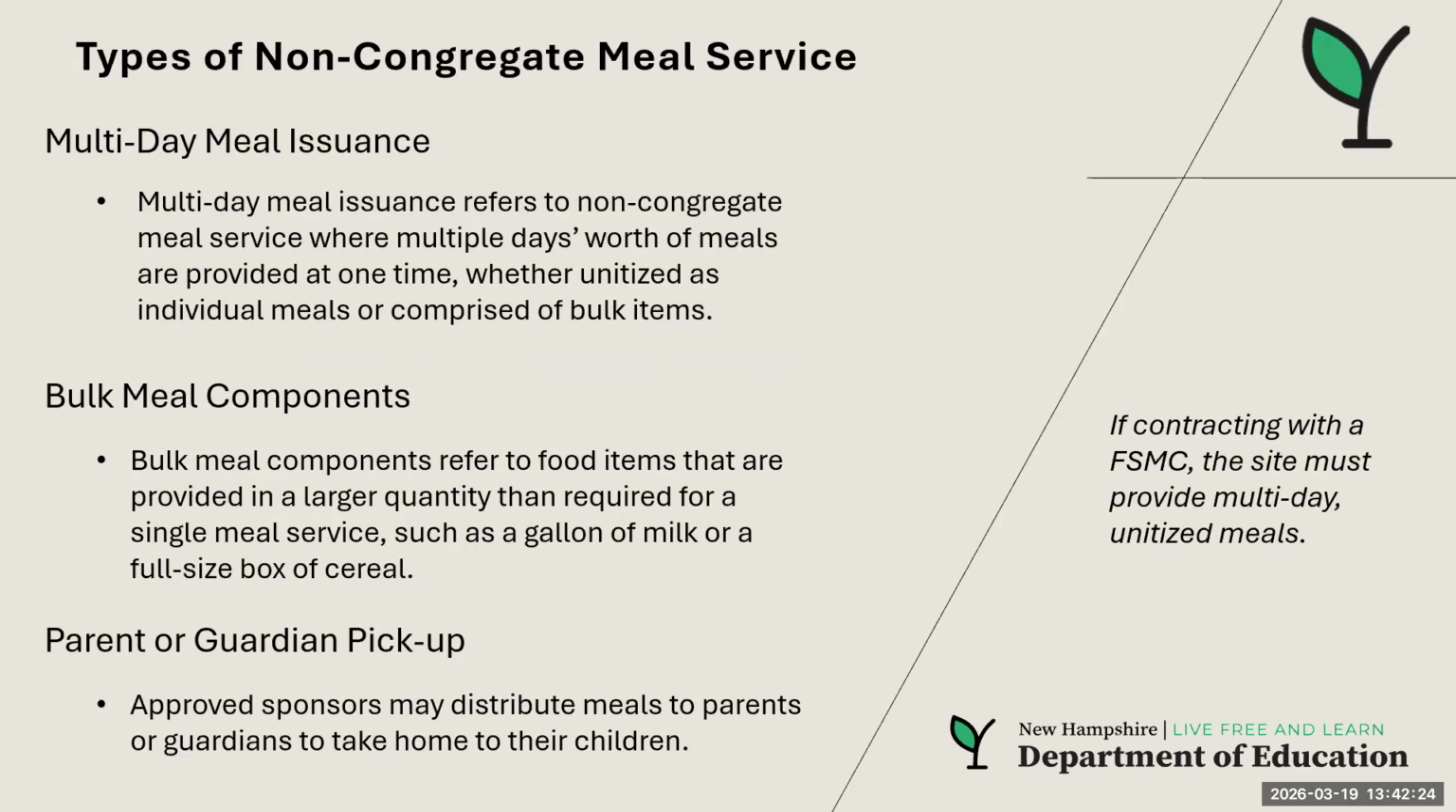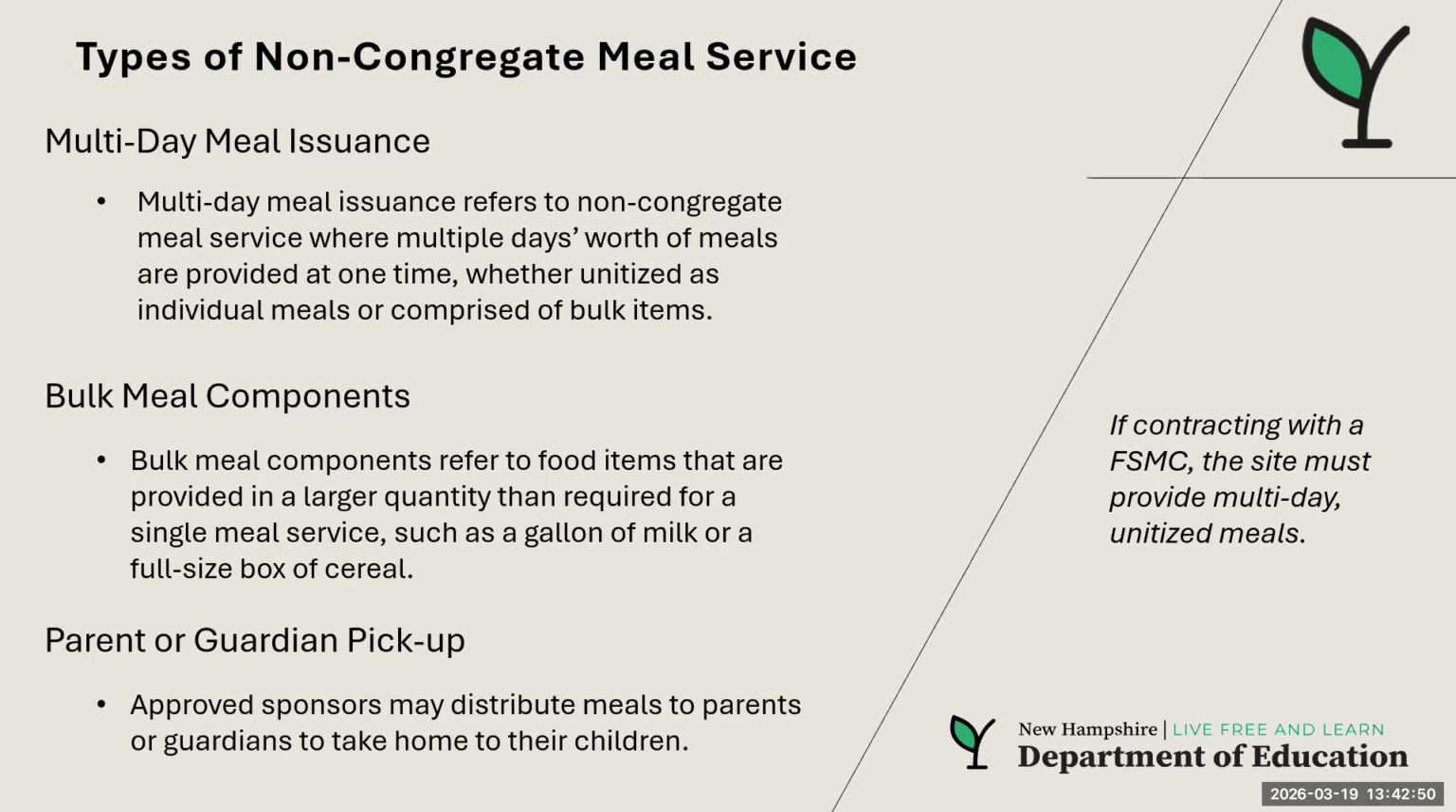So here are the different types of non-congregate meal service. For multi-day meal issuance, this refers to non-congregate meals where multiple days worth of meals are provided at one time, whether unitized as individual meals or comprised of bulk items. Bulk meal components refer to food items that are provided in larger quantities than required for a single meal service, such as a gallon of milk or a full box of cereal.